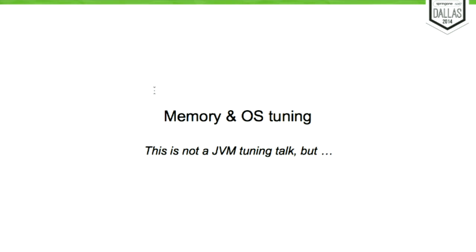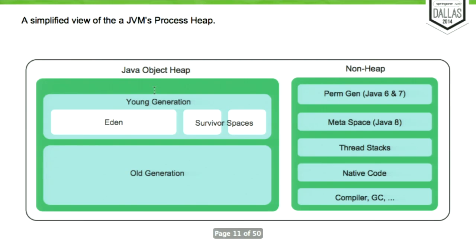So memory. There is an awful lot to talk about when we think about the JVM's memory behavior and performance tuning. And this isn't a JVM tuning talk, but we are going to go over the high-level view of the JVM and the things that will influence the behavior of your application. So put your hand up if you've ever seen a diagram of what the process heap, the object heap looks like before. So that's about a quarter, a third of the room.